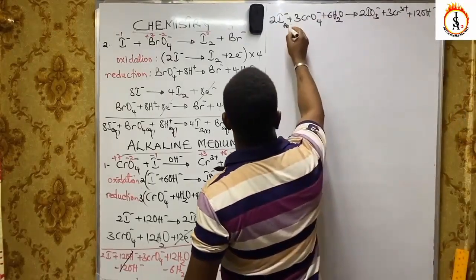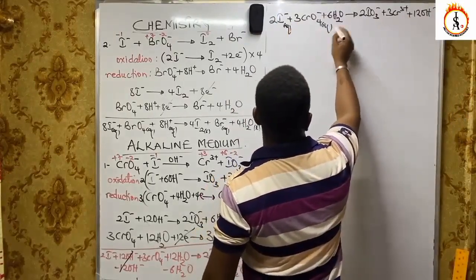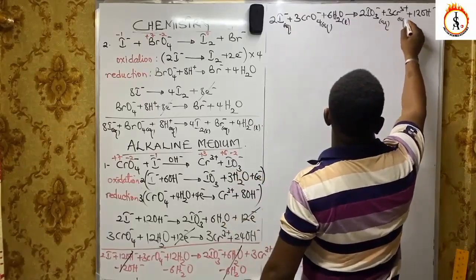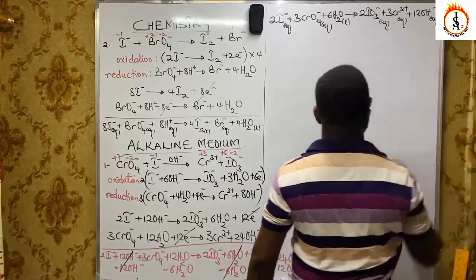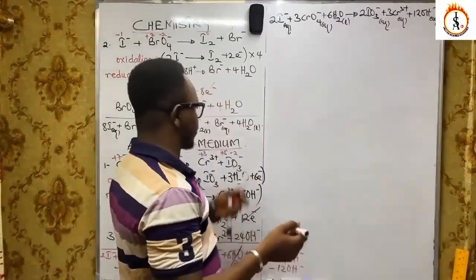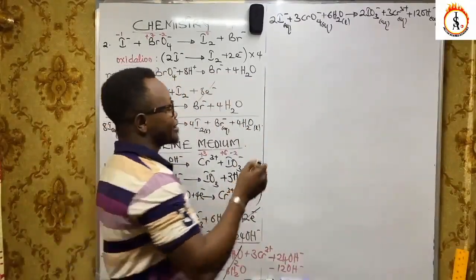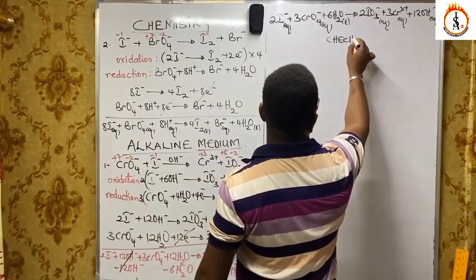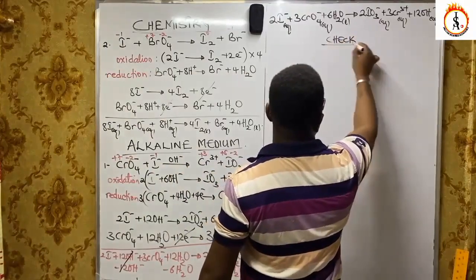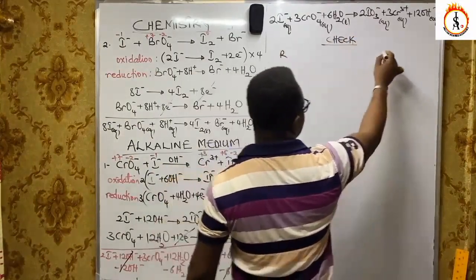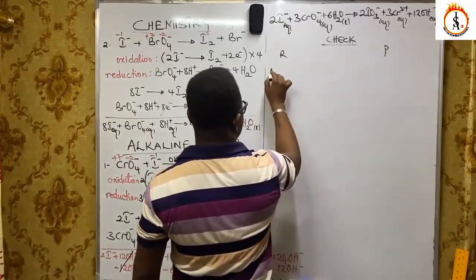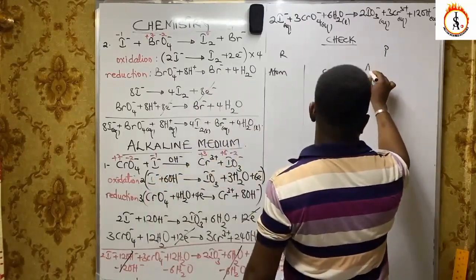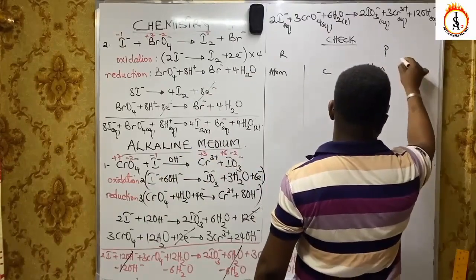So this here is aqueous, this is aqueous, water is liquid, this is aqueous, this is aqueous, and this is aqueous. You can check to see if your equation is balanced. So how you do the checking is this. You check on the reactant side and you check on the product side. On the reactant side, you check for atoms and charges. On the product side, you check for atoms and charges.